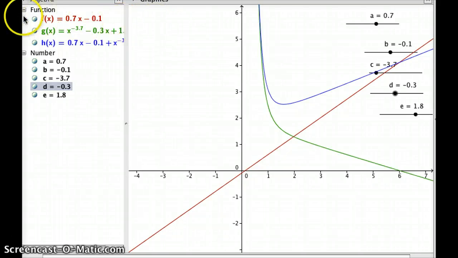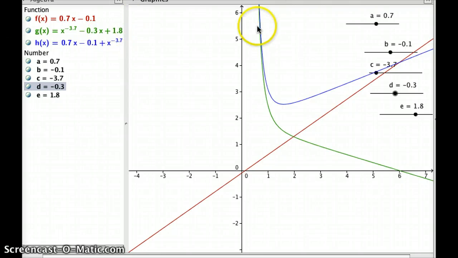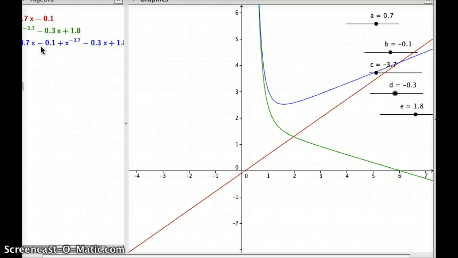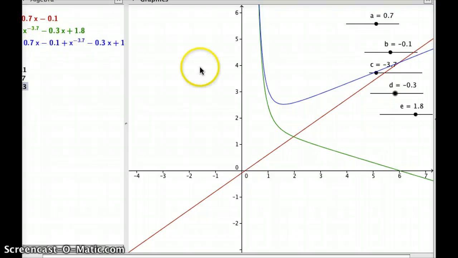Here we have f of x being this red line, and it's a linear line. Then we have g of x over here, which is a quadratic. And as we see, it is represented right here. And then we have h of x, which has been created by adding the two equations together. And we've created another looking loop.